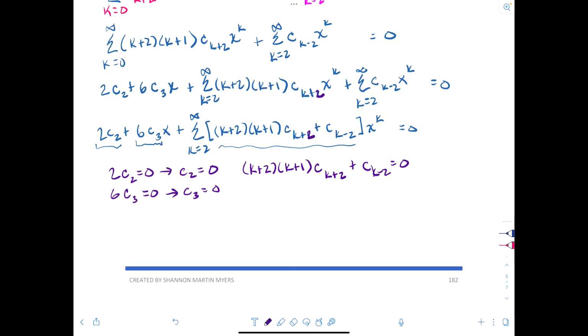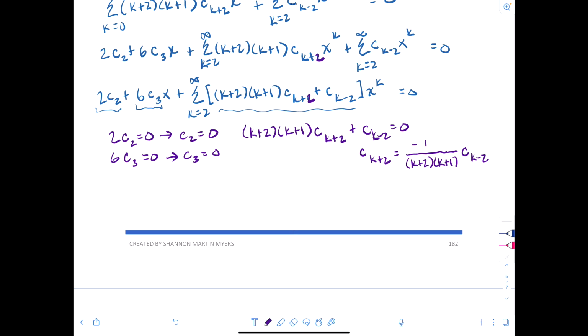So isolating c sub k plus 2, because that's going to be further along than k minus 2, right? We're going to get 1 over k plus 2 times k plus 1. And that's going to be negative because we moved c sub k minus 2 to the other side.